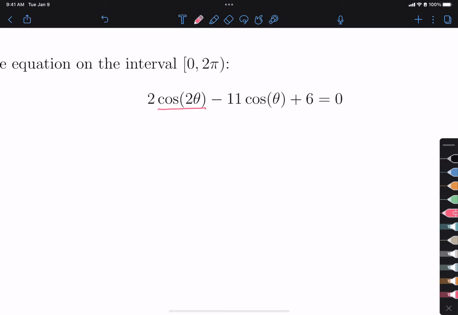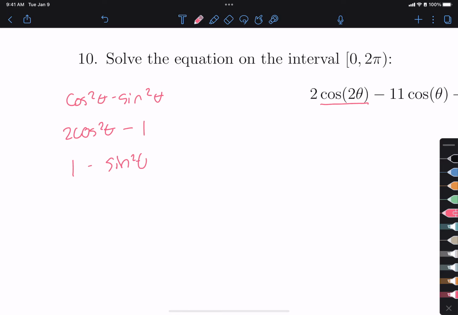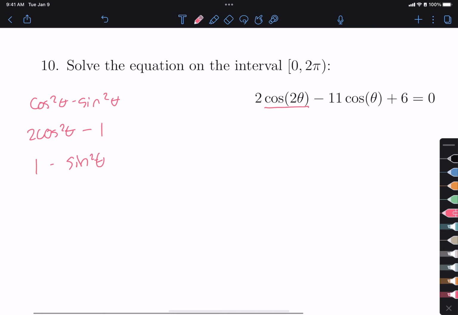So let's just start out, right? Use your identity sheet to turn this into something that makes the equation easier to deal with, right? So of our options, we have cosine squared theta minus sine squared theta. We have 2 cosine squared theta minus 1. Or we have 1 minus sine squared theta. Which one do you choose?